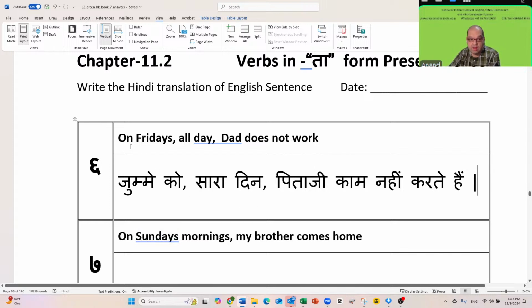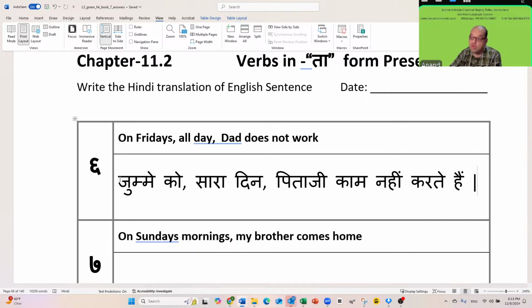So if I was to only read the Hindi sentence, how would I translate it into English? I would say, on Fridays all day, Dad used... Dad did not used to work. Dad did not used to work. Okay, that's how you would say it.